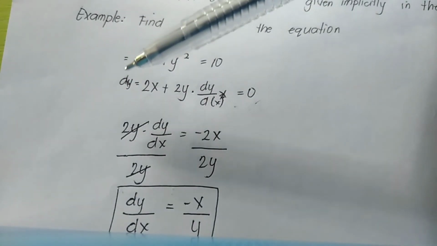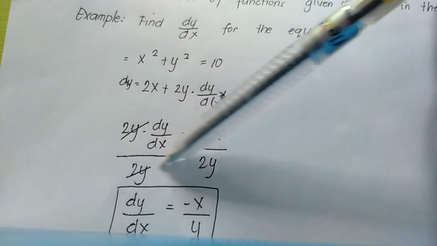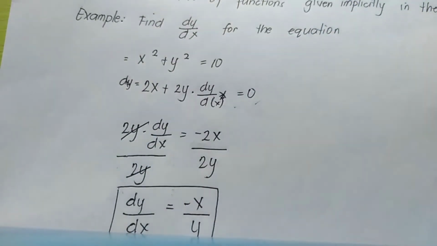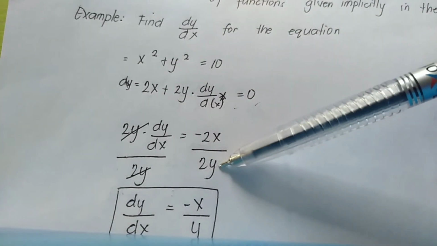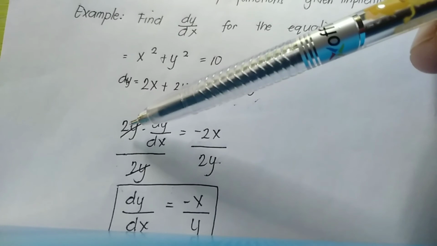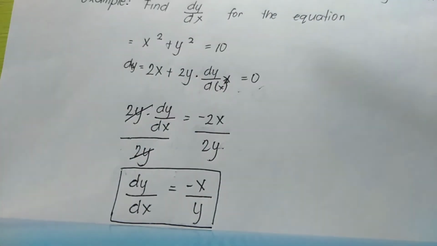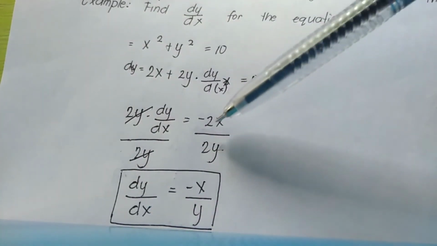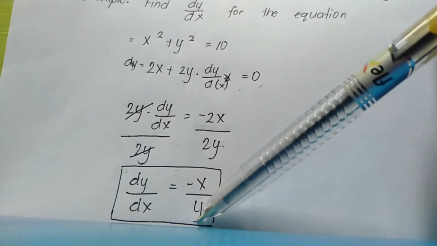So, to get the derivative of y, we must divide by 2y to cancel. Then divide also 2y on the right side of the equation. So 2y times dy over dx over 2y. So cancel. So dy over dx then is equal to negative x over y.